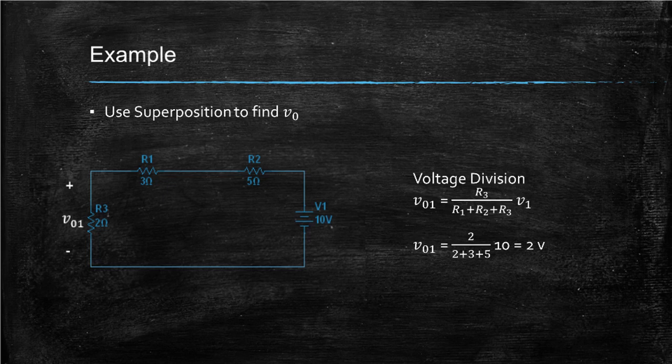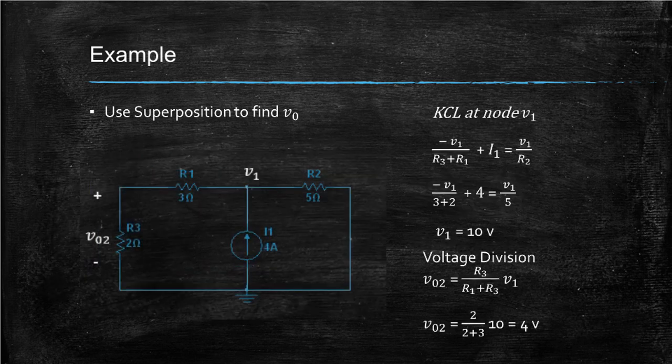Now we will turn back on the 4 amp current source and turn off the next independent source. We will turn off the 10 volt voltage source by shorting it. We will now find VO, which we will call VO2, another contribution to VO. When the voltage source goes off, the circuit looks like this. Using nodal analysis, we can find the node voltage and use voltage division to find VO2.